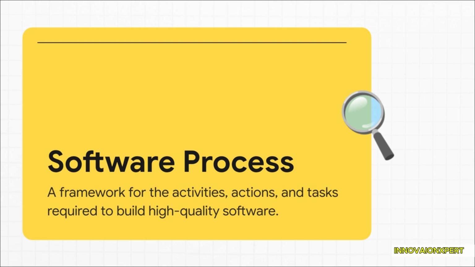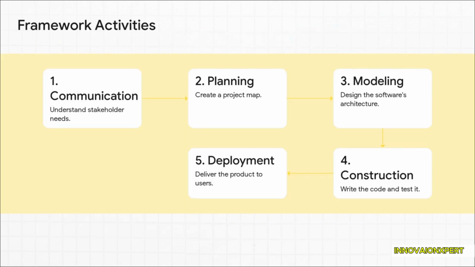Okay, so at the core of pretty much any process, you're going to find these 5 basic activities. You can think of them like universal building blocks. Doesn't matter what you're building, you've got to communicate, you've got to plan, model, build the thing, and then get it out there. These are just the non-negotiable steps to turn an idea into something real.